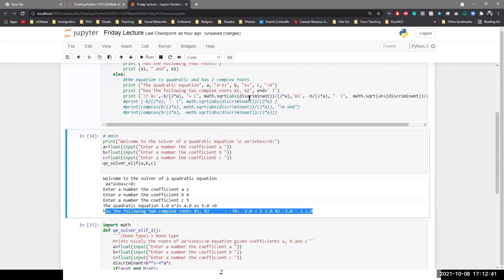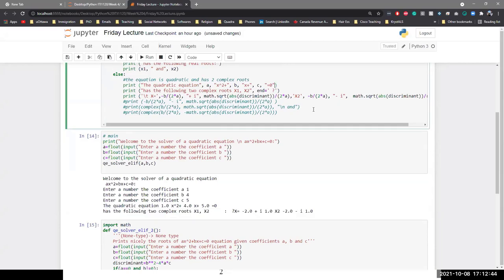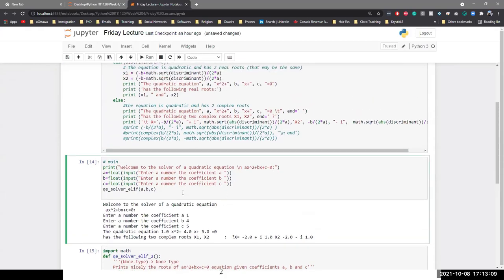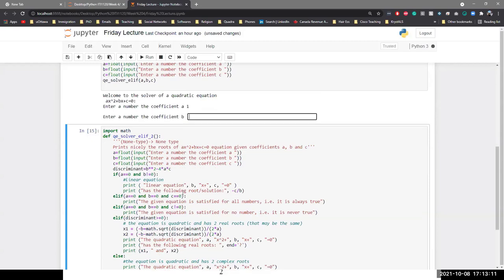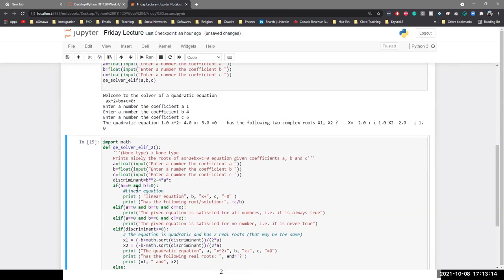Let's make sure that here we can do a backslash T and set the end sequence equal to just a space, because I want all of them to be printed on the same line. Run, and run again. 1, 4, 5. Okay, so that's much better.